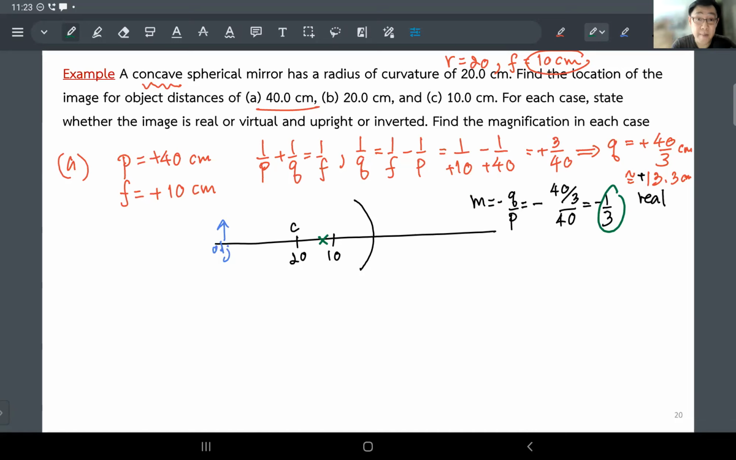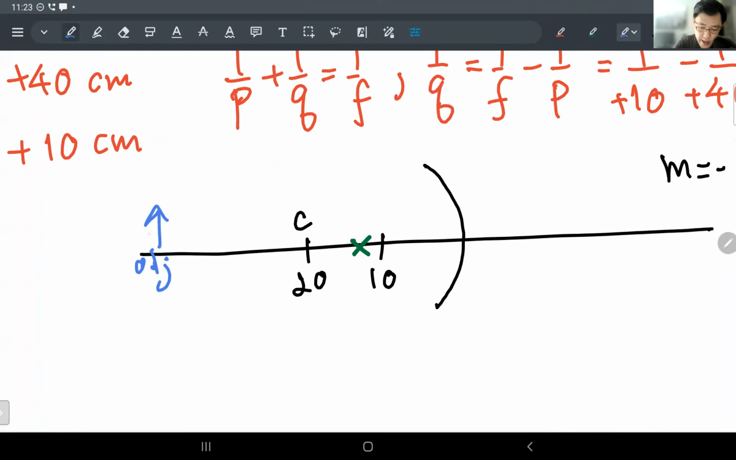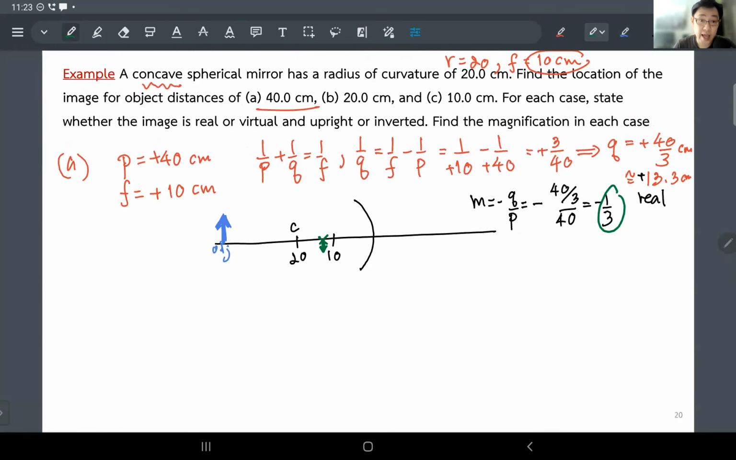And the negative sign means it's inverted. So at the end, what you get over here is, if I draw this one sort of like here, here's your object. If it's this high, then your image is going to be here, inverted, but it's only 1/3 of the size. So it's going to be shorter. You're done. That's it. So the answer is real, inverted, 1/3 of the size. Okay, so you see how it's supposed to be calculated using the mirror equation. Okay, try again, part B.